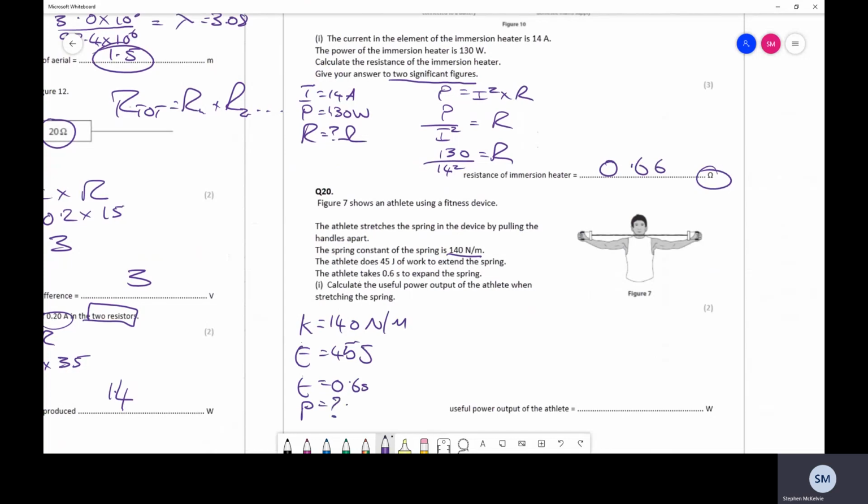There we go, that's why it's been included. Calculate the useful power output of the athlete when stretching the spring. So I have the energy, I have the time, I'm looking for the power. It's a 2-mark question asking for watts. There's nothing to do different, so I'm just going to use power is equal to energy divided by time.